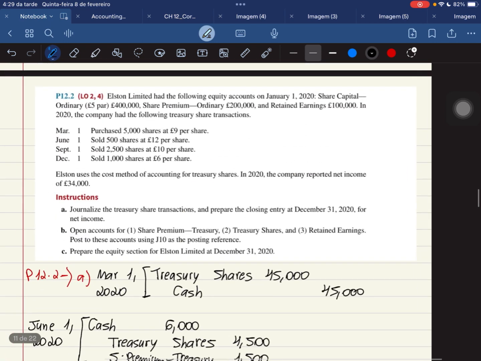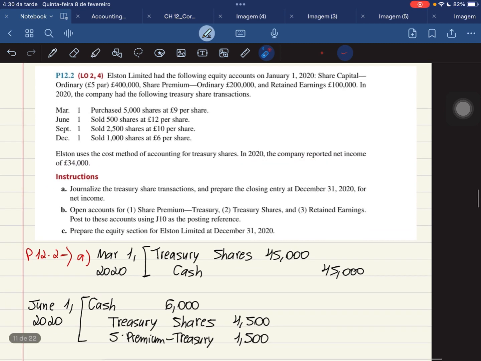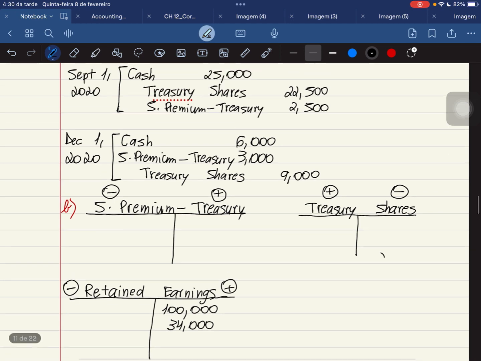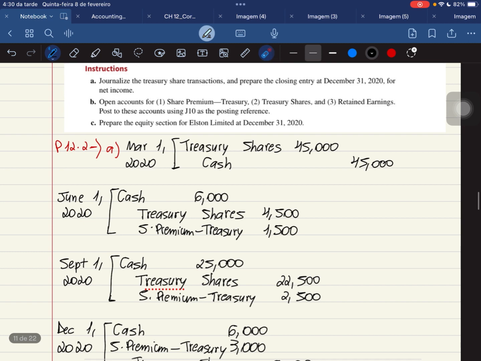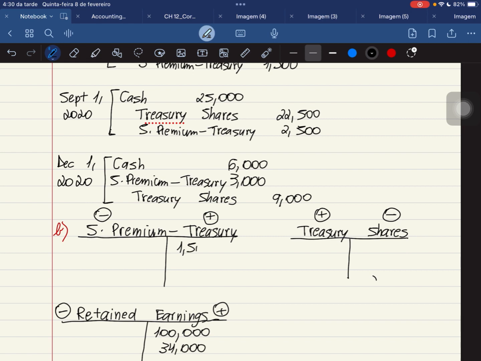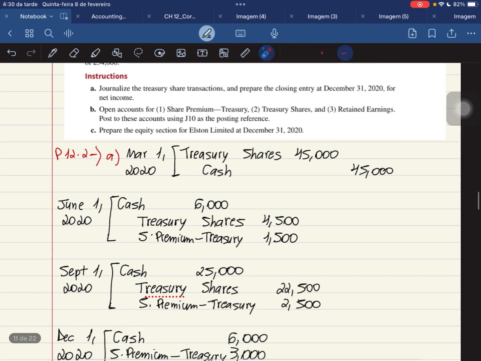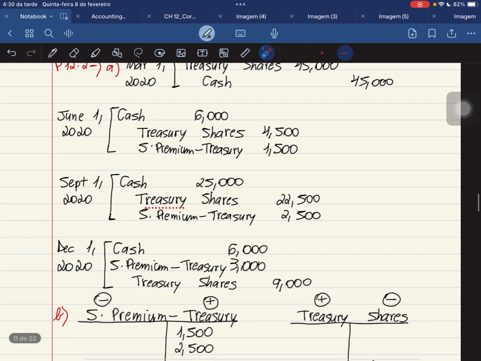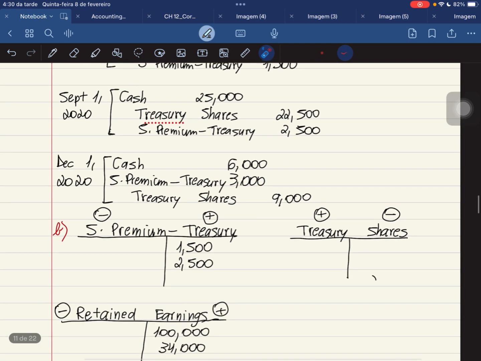Something else as well, here, do you remember? In 2020, the company reported net income of 34,000. Net income, not net loss. So that number is also positive. So we also have to go ahead and include that 34,000 over here. Okay, so let's come back to the share premium treasury. Here we have a credit of 1,500. Here another credit of 2,500. And a debit of 3,000.